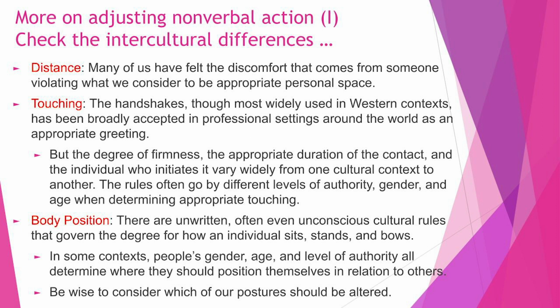Next one, body position. There are unwritten, often even unconscious cultural rules that govern how an individual sits, stands, and bows. In some contexts, people's gender, age, and level of authority all determine where they should position themselves in relation to others. Be wise to consider which of our postures should be altered.